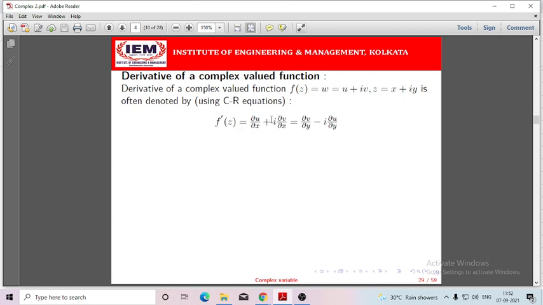I am not discussing here how to get this result. If someone wants to know how to get it, I will show it elaborately. Otherwise, just remember that f dash z is denoted by this. Now, if you want to convert the partial derivatives in terms of y, since the function is differentiable, it will be analytic, so it must satisfy the Cauchy-Riemann equations. As per them, del u del x equals del v del y and del v del x equals minus del u del y. In that way, you can convert the partial derivatives with respect to x into partial derivatives with respect to y. Is that clear?